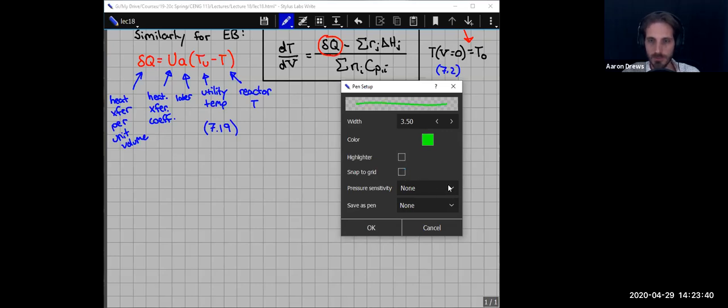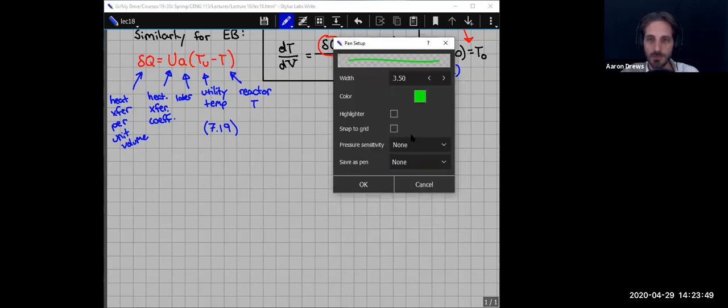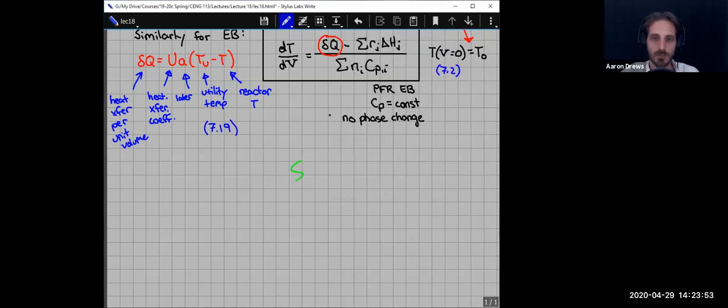Don't snap to grid. None. And I can't select six. Sorry, I'm trying to get my green pen to work here. Save as pen six. There we go. We're going to need that green pen later. I finally need a fourth color.